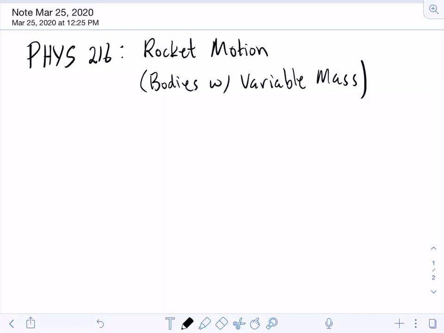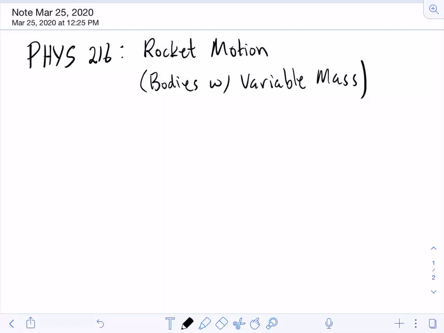We'll consider a few different situations: cases where there are no forces acting on our rocket, cases where our rocket is traveling through a gravitational field, cases where the rocket is traveling through some kind of medium that exerts a drag force on it, like the atmosphere of the Earth, and then possibly situations where we have both a gravitational field and a drag force acting on our rocket. More generally, the type of analysis that we're going to do can be applied to any kind of body which has a mass that varies as it moves. So it's the motion of bodies with variable mass.